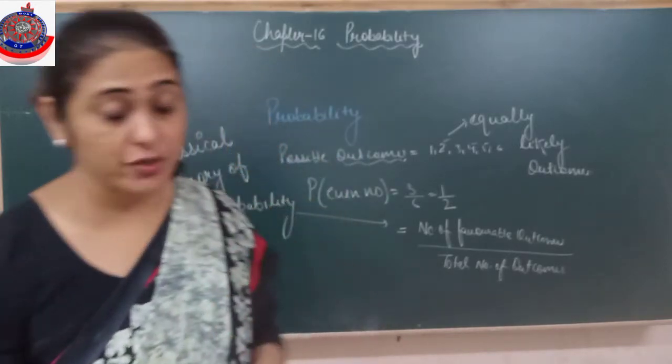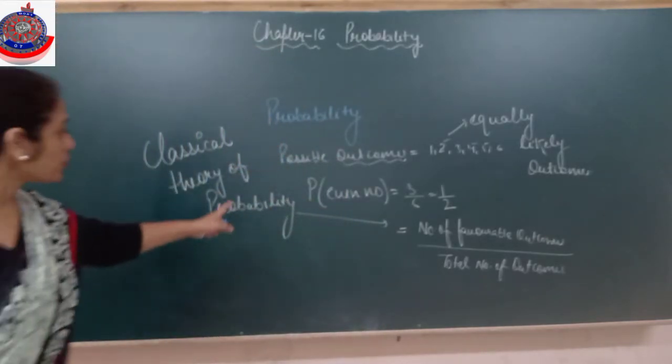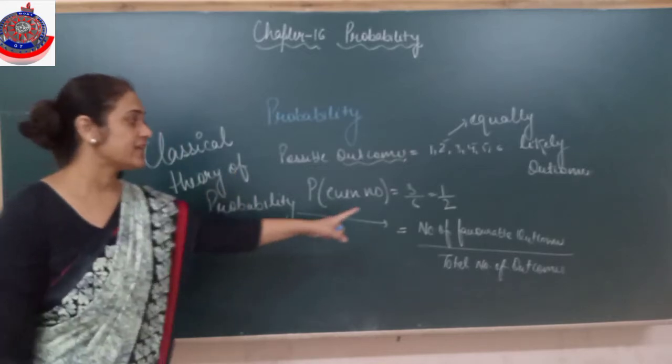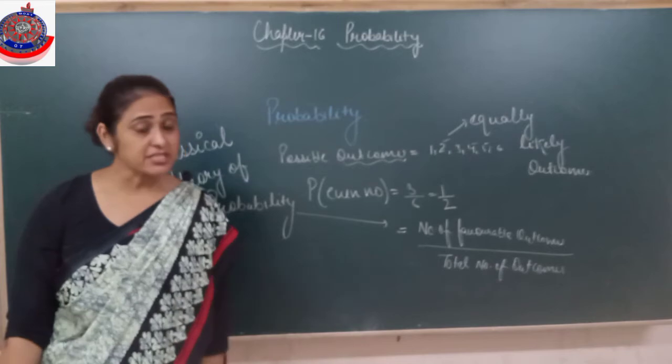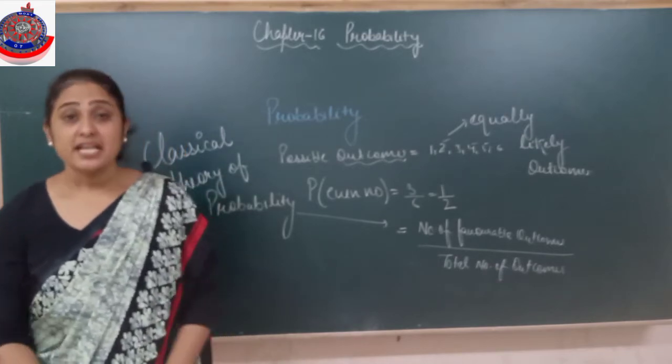In class 10th, we did this classical theory of probability. That is number of favorable outcomes divided by total number of outcomes. But it has limitations. Alright, it has limitations.